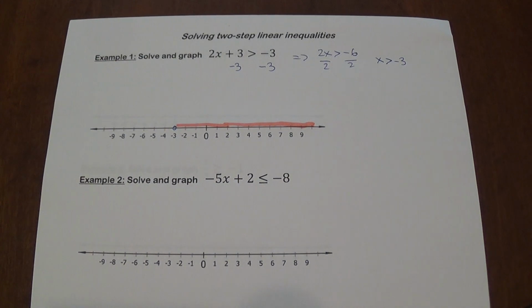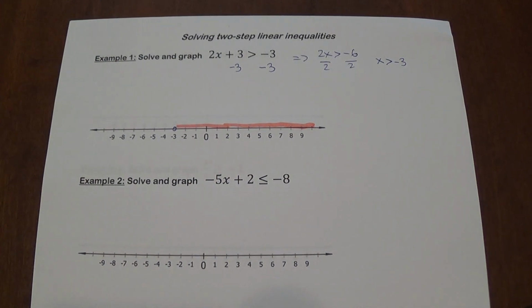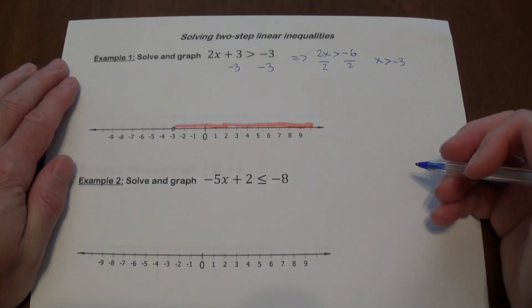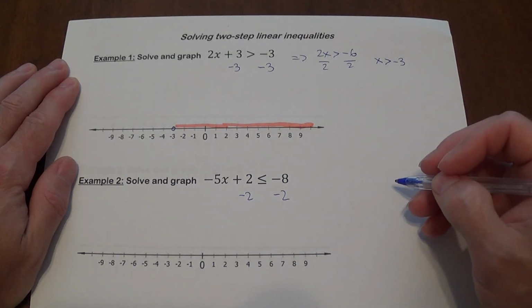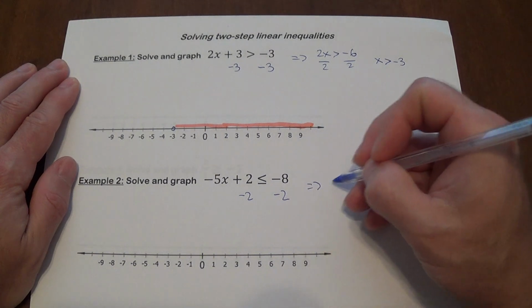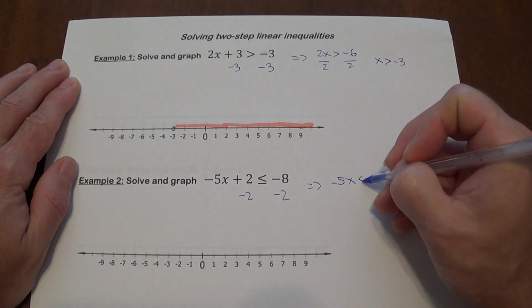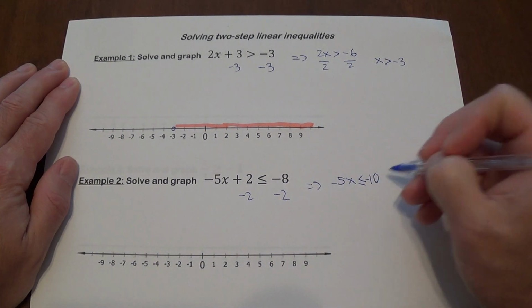Example 2, negative 5x plus 2 is less than or equal to negative 8. So we are going to subtract 2 as our first step. When we subtract or add, it does not change anything. It's going to give us negative 5x is less than or equal to negative 10.